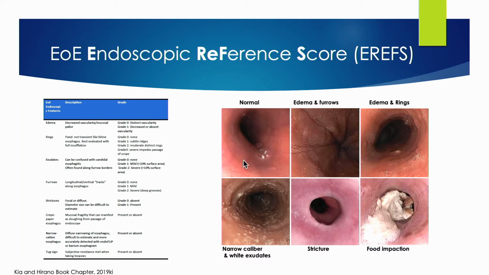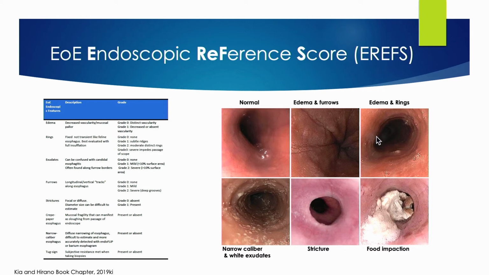Normally, the esophagus is very thin-walled, and you should be able to see the blood vessels through. However, with active EOE, you lose the ability to see those blood vessels because of edema. And there's also vertical grooves that we call furrows. These are edema, furrows, and also these white exudate patches that represent eosinophilic abscesses are markers of inflammation. And we recommend targeting those features to maximize the diagnostic yield.